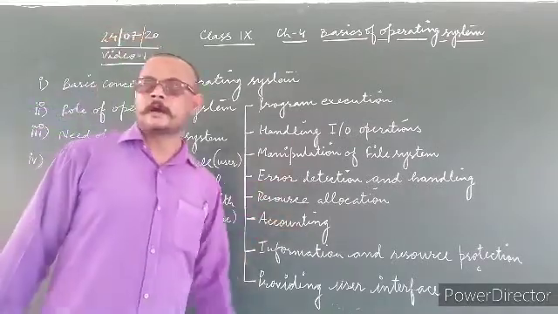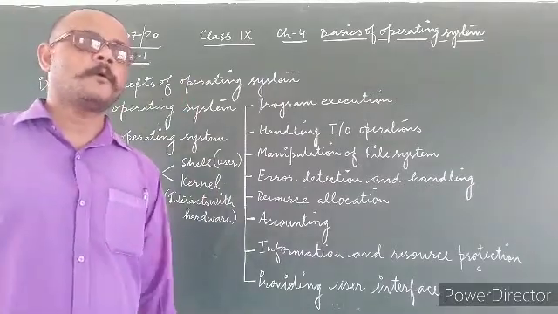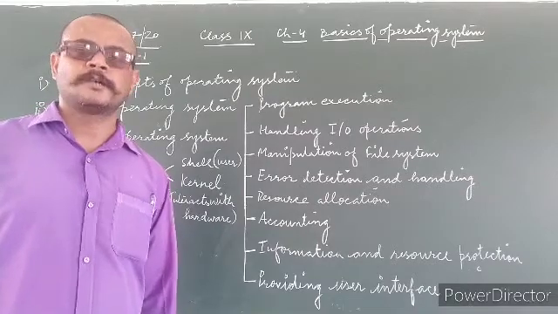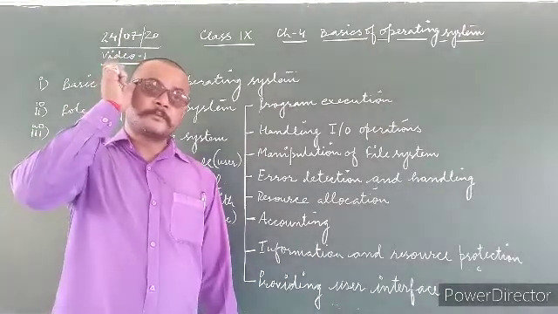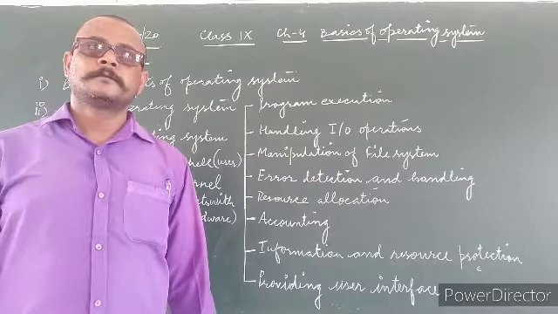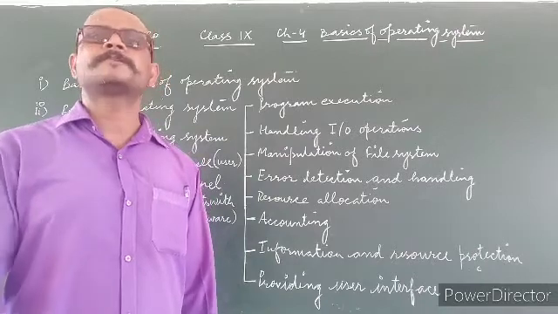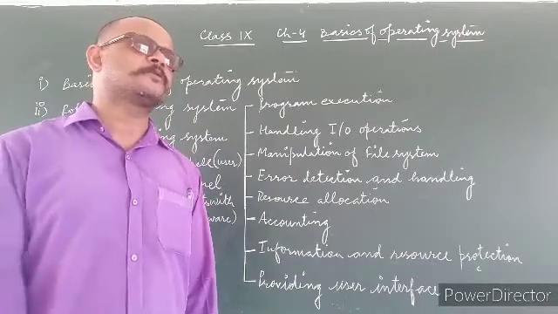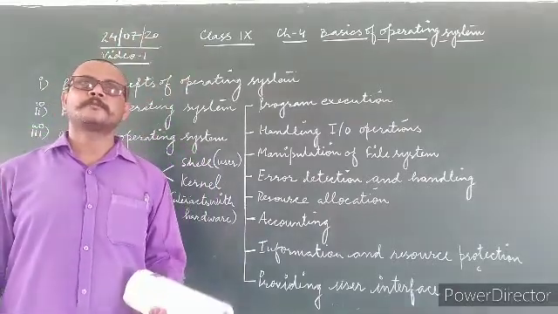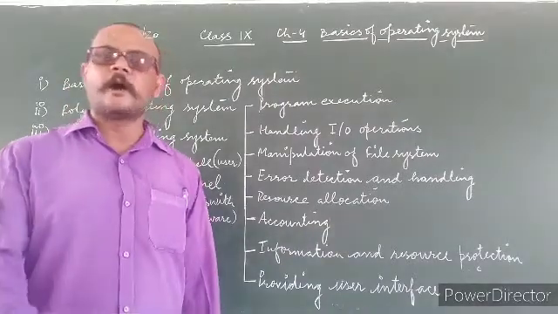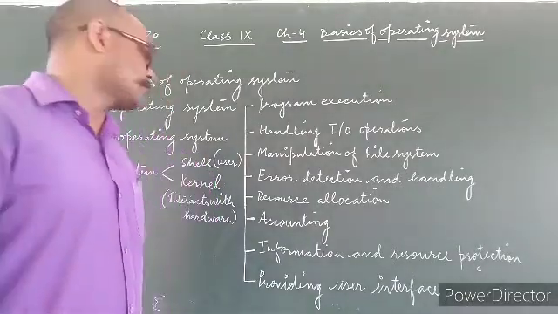Sixth one is accounting. To keep all the data of the computer, for example RAM, whichever software or whichever hardware is occupying how much memory space on the computer. That type of accounting is done by the operating system. How much memory a computer is having, how much is used and how much is left. That type of accounting is done by the computer.